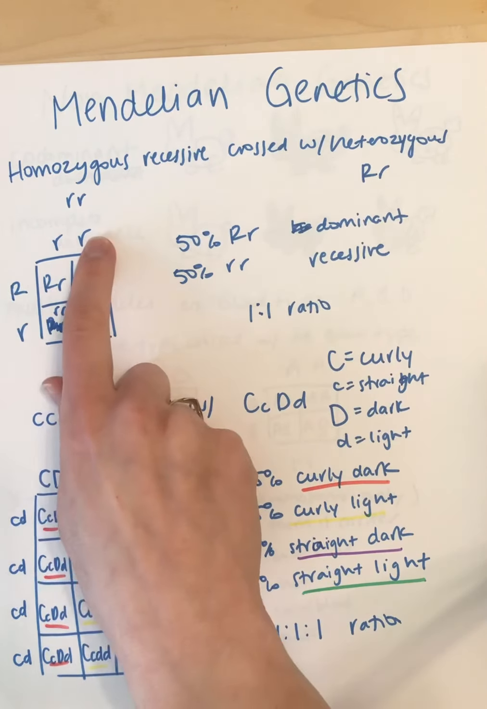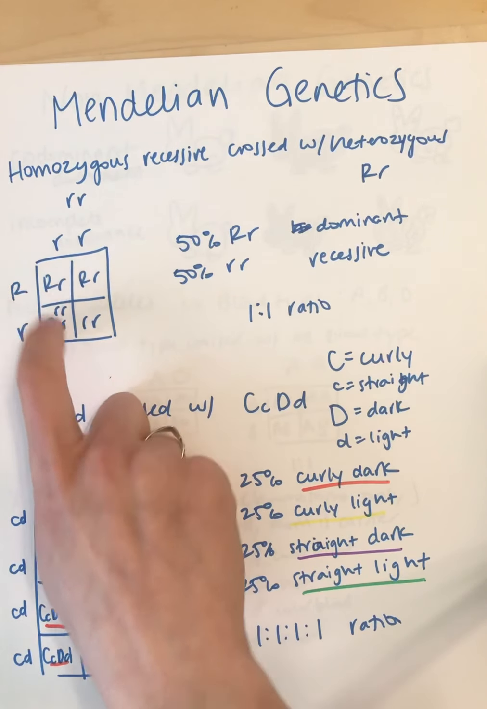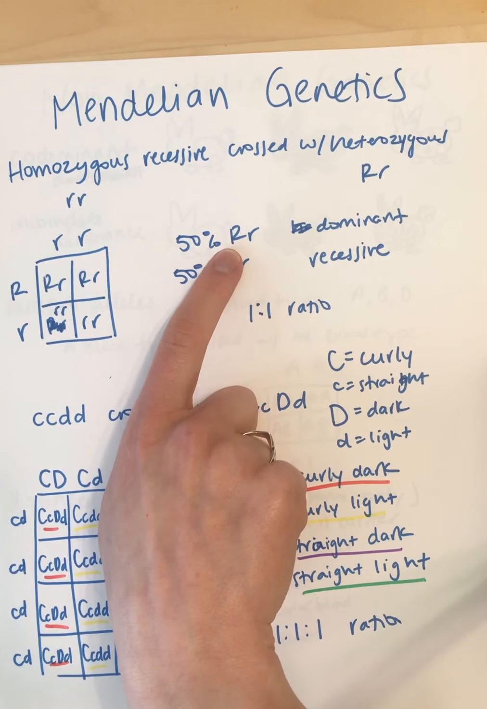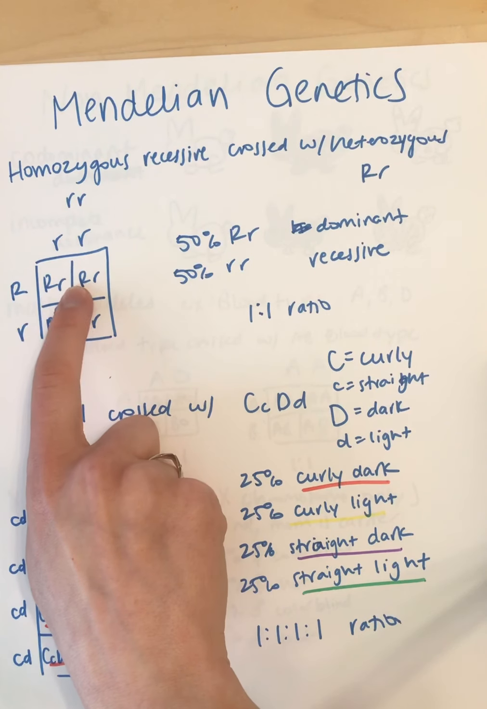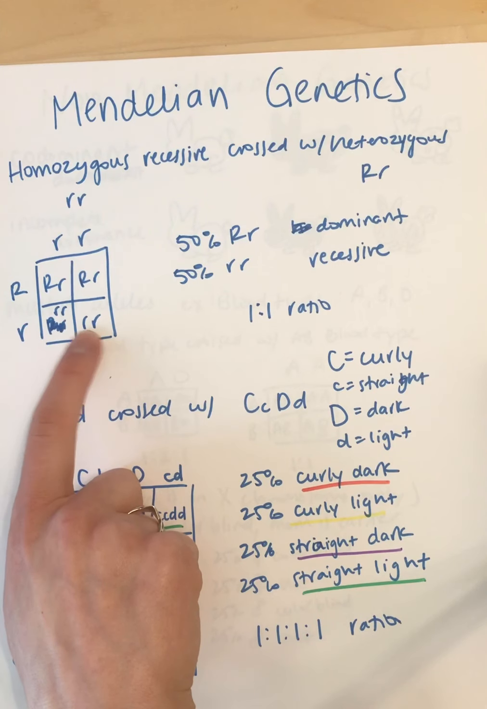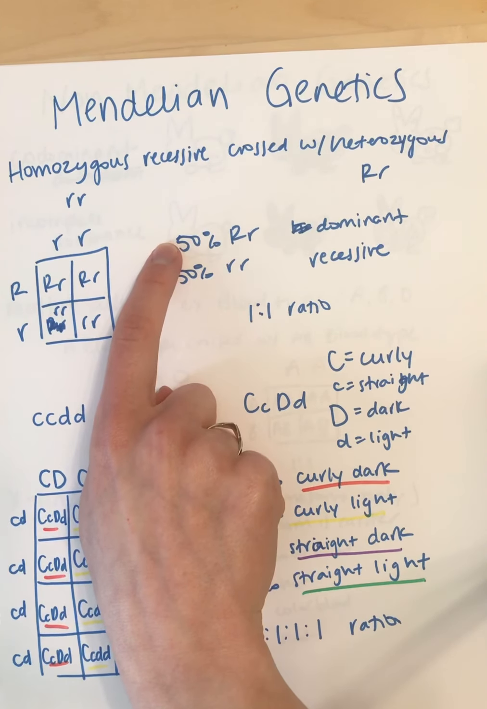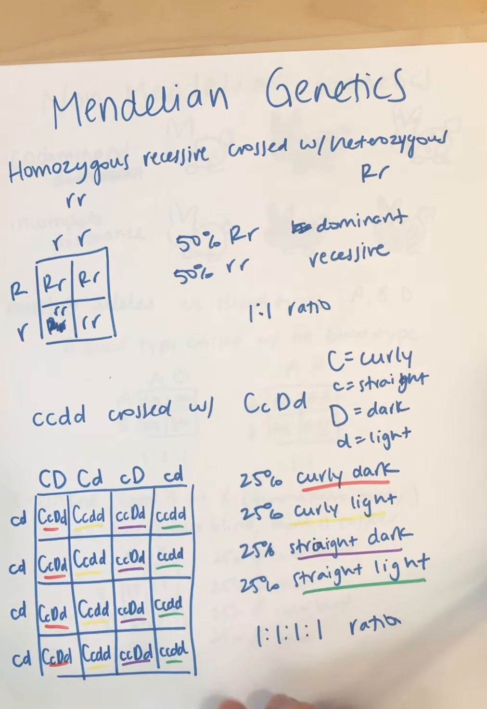So I set up my Punnett square where I have my two gametes from this individual and my two gametes from this individual and completed it. And I ended up with 50% of the potential offspring having the dominant phenotype because they're big R, little r, and 50% of the offspring having the recessive phenotype, little r, little r. So this is a 1-to-1 ratio, right? Equal parts possible of dominant phenotype, equal parts possible of recessive phenotype.